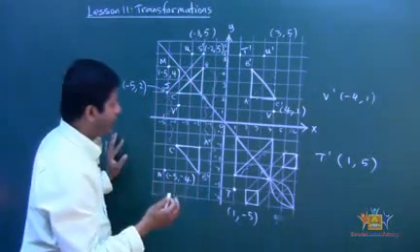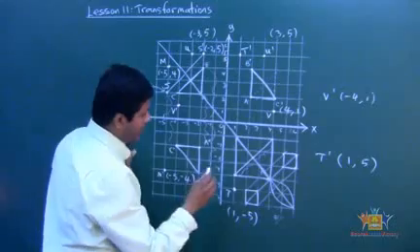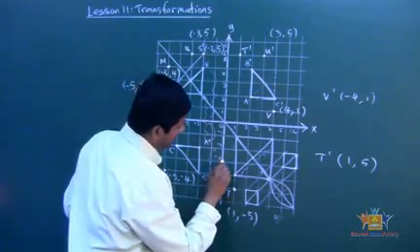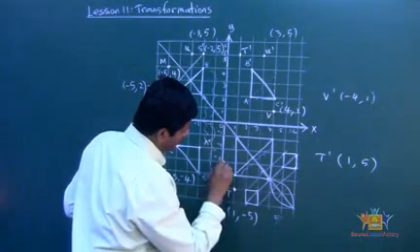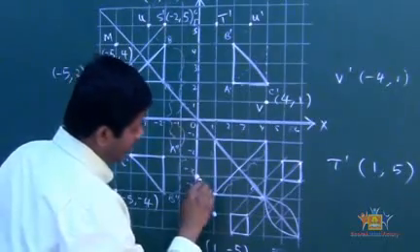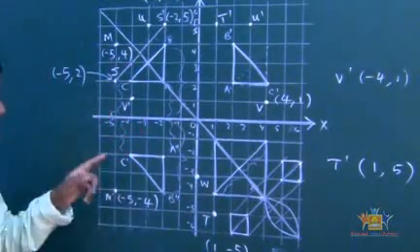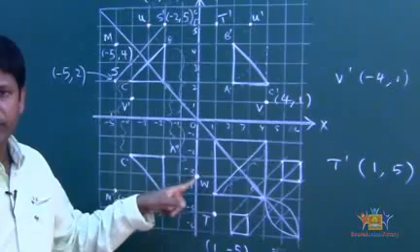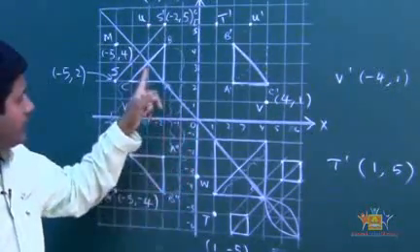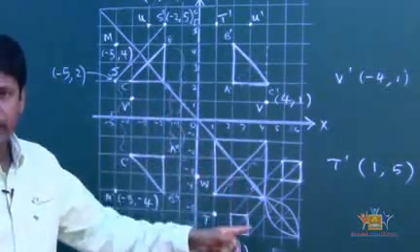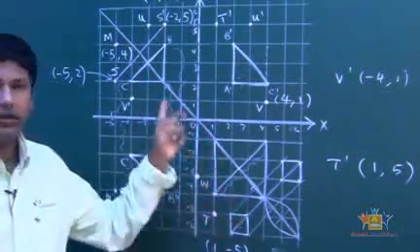Alright, let's pick another point. Let's say for example, Mr. Mac picks a point, let's say right here, and let's say this is W. And I want to find the image of W using the axis of reflection, this diagonal line right here.